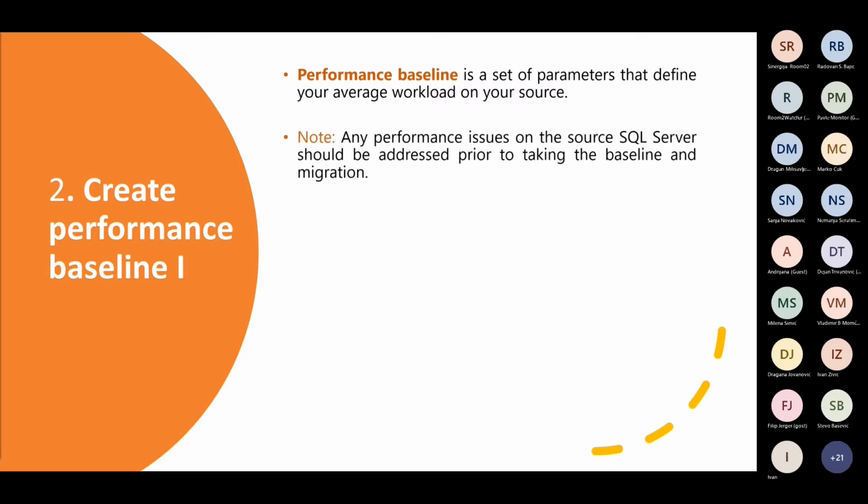If you notice any issue with your workload on your source, such as high CPU usage, constant memory pressure, TempDB, or parameterization issues, you should try to resolve them all before taking the baseline and migration. Because if you try to migrate known issues to any new system, you might cause unexpected results and invalidate any performance comparison later.